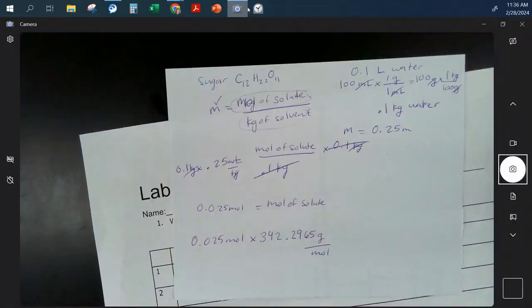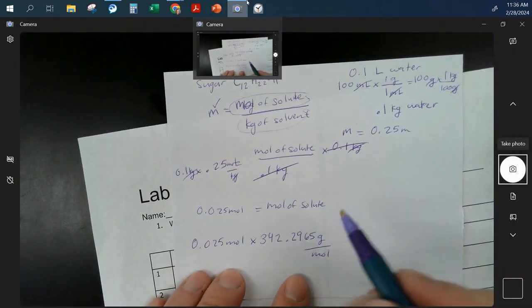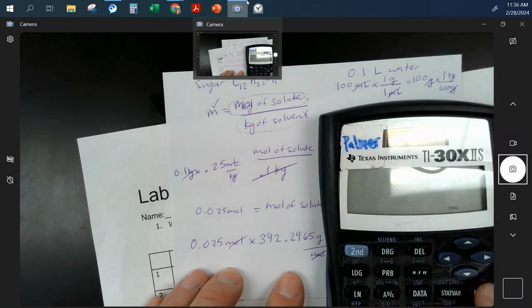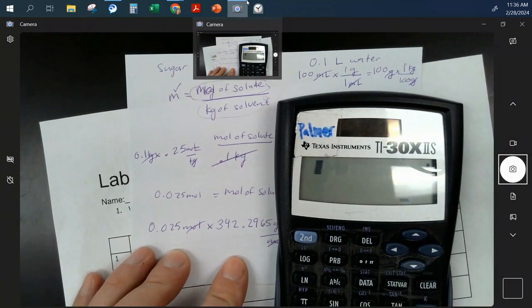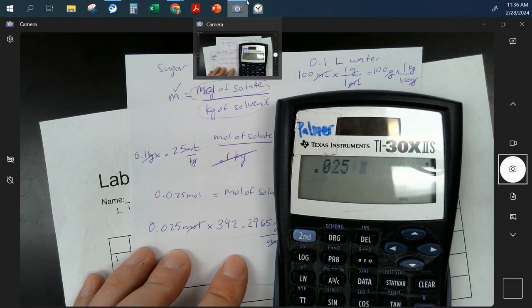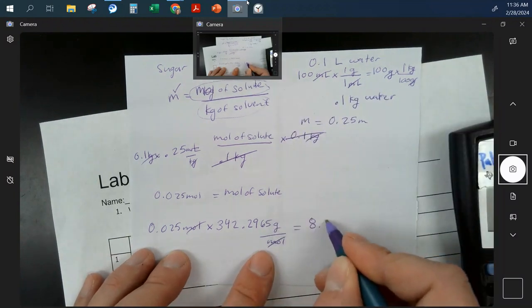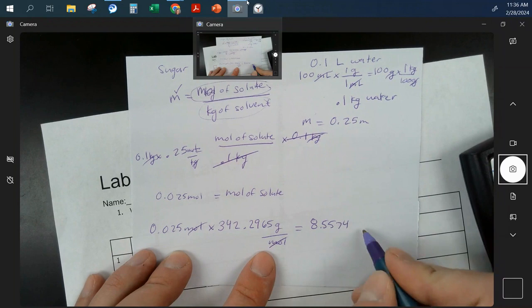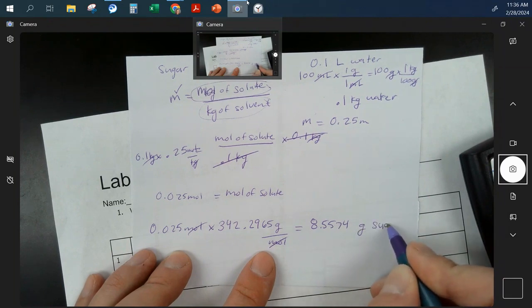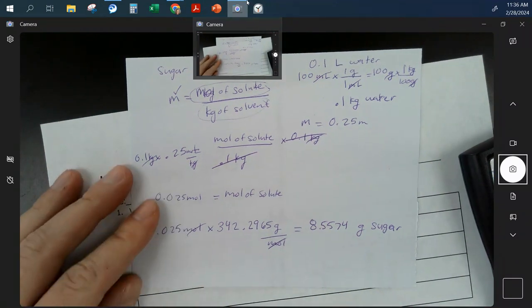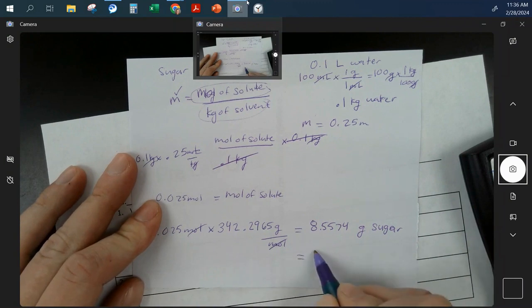Okay, where were we? Here we are. Okay, so I have the molar mass. I looked that up. Moles cancels, and we're going to get grams. So 0.025 times 342.2965, and that gives me 8.5574 grams of table sugar. Okay, how many sig figs should we use here? So what should our number be?